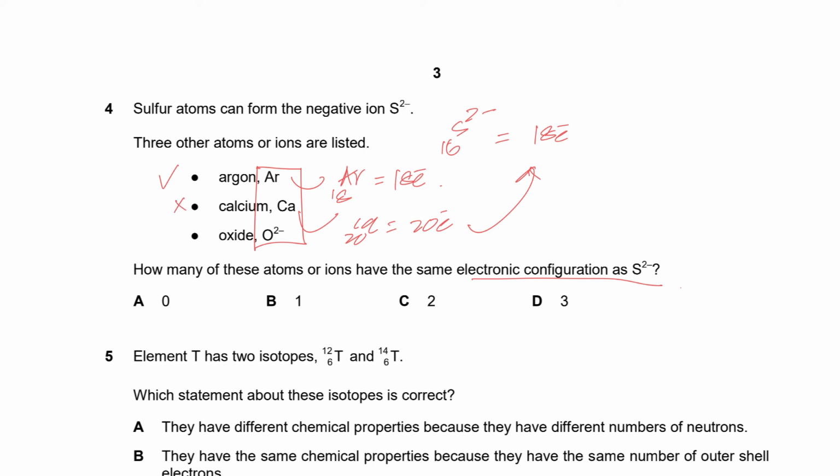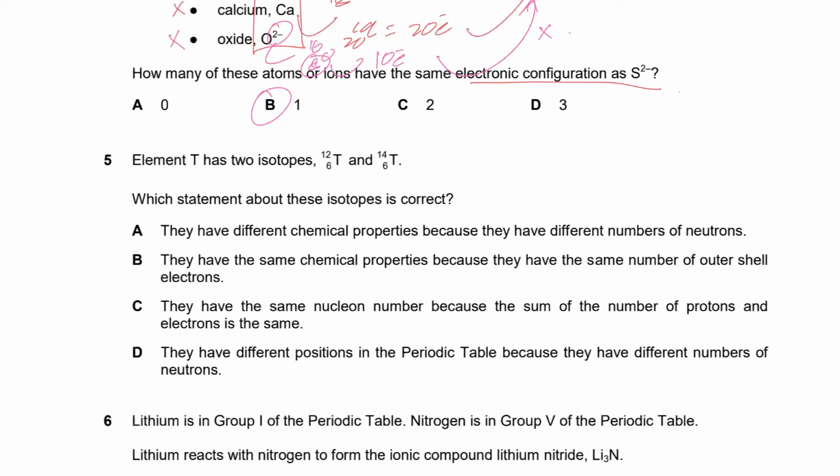Electronic configuration just refers to the arrangement of electrons in shells. So if you have the same number of electrons, then they must be arranged similarly in the shells, right? And O2 minus, O is 8, the proton number, remember. So it must have 8 electrons and 8 protons, but 2 minus means that now it has 2 extra electrons, that is 10 electrons, which is also not equal to S2 minus. So the only one that has an equal number of electrons as S2 minus is argon. So one of these atoms has the same electronic configuration.